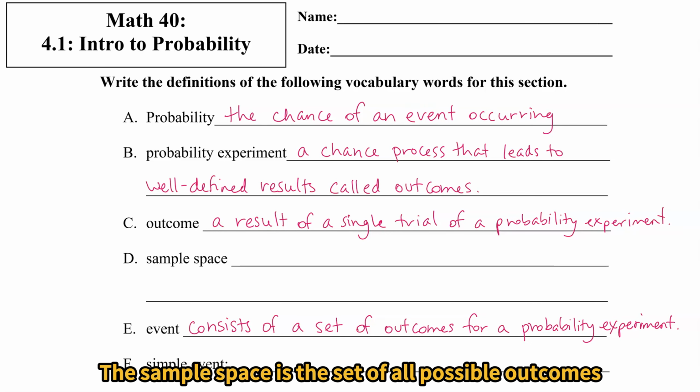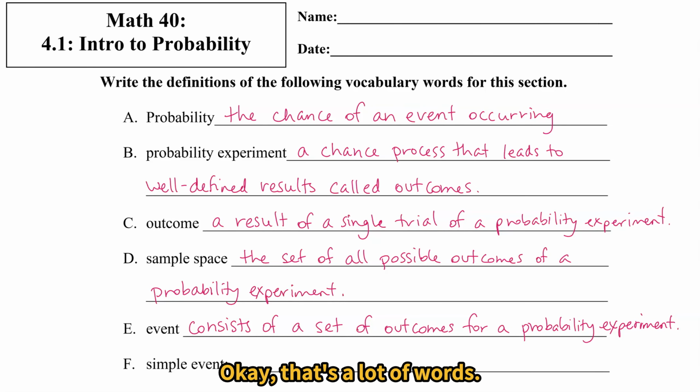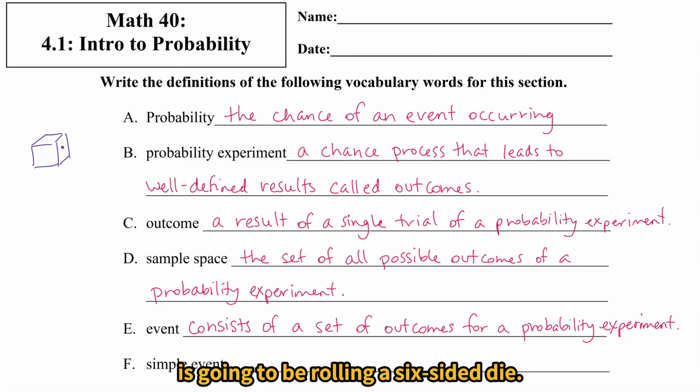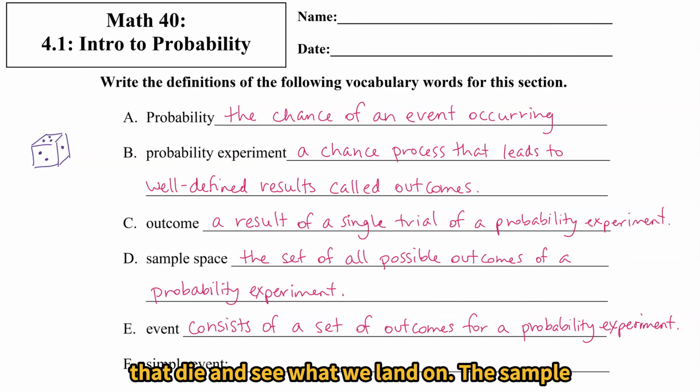The sample space is the set of all possible outcomes of a probability experiment. Okay, that's a lot of words. Let's put this in some context. Let's say that our probability experiment is going to be rolling a 6-sided die. So a little cube with dots all around it numbered 1 through 6. We're going to roll that die and see what we land on.